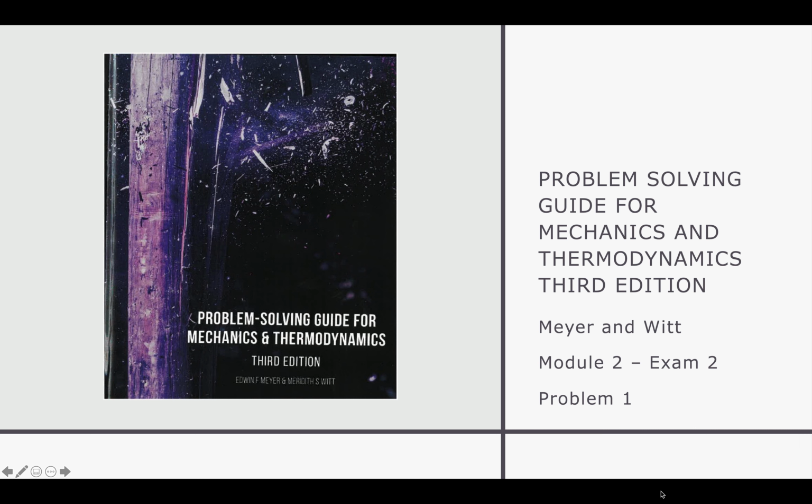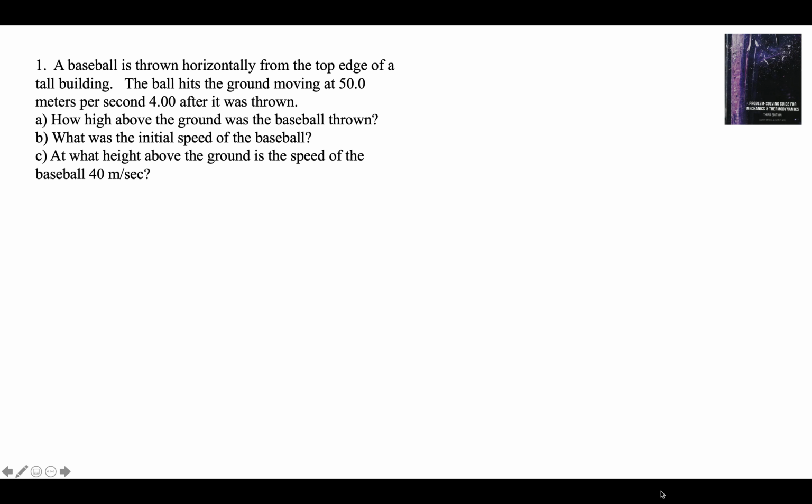This is a walkthrough of Problem 1 on Exam 2 of Module 2 from the book Problem Solving Guide for Mechanics and Thermodynamics. Problem 1. A baseball is thrown horizontally from the top edge of a tall building. The ball hits the ground moving 50 meters per second 4 seconds after it was thrown. How high above the ground was the baseball thrown?